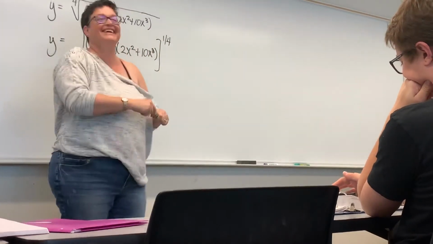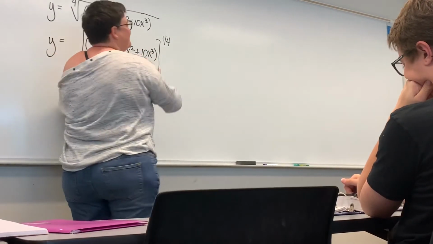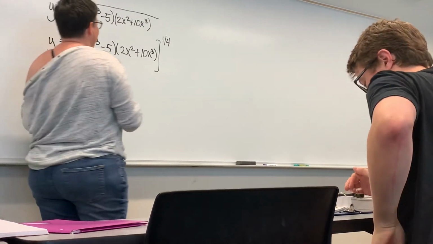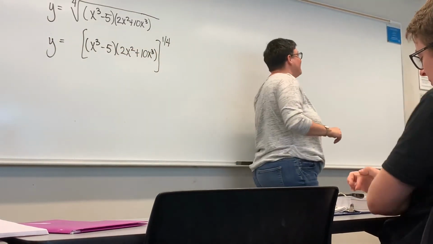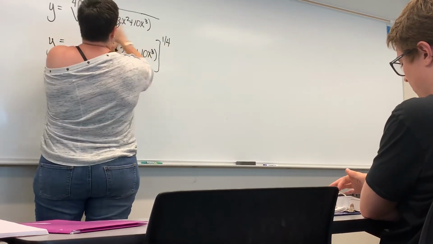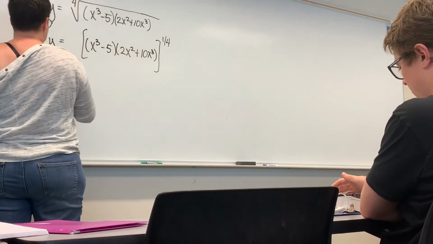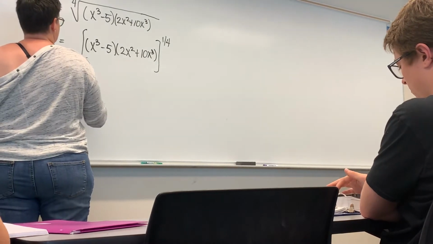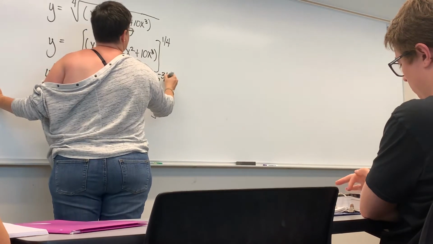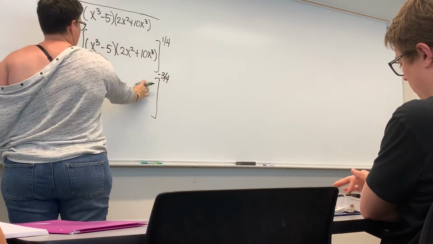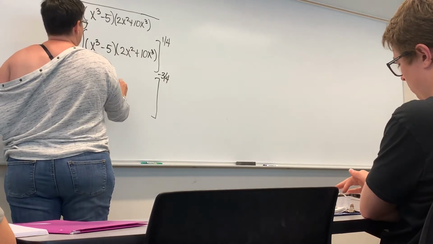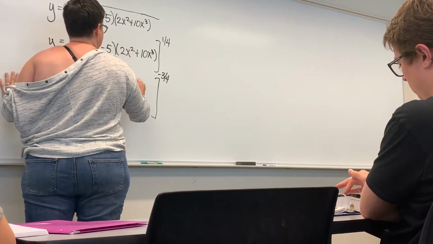Globally, we're going to peel. Start with the outside layer: 1/4 jumps to what power, guys? 1 minus 4, which is -3, so -3/4. What goes in here? The junk. Do we touch the junk? No, not until we fully peel off the outer layer.